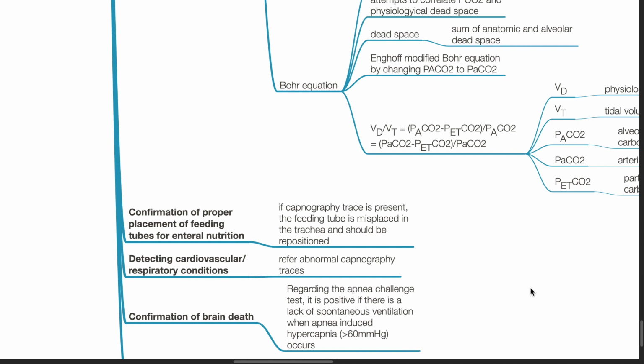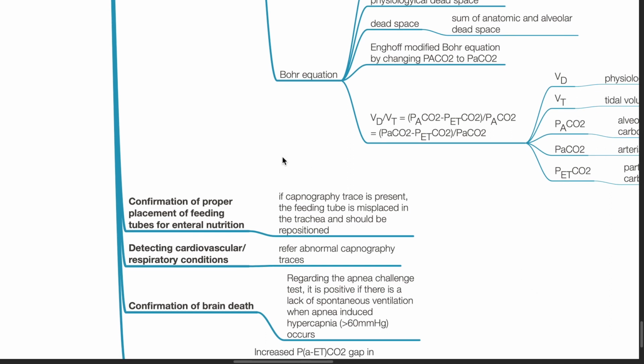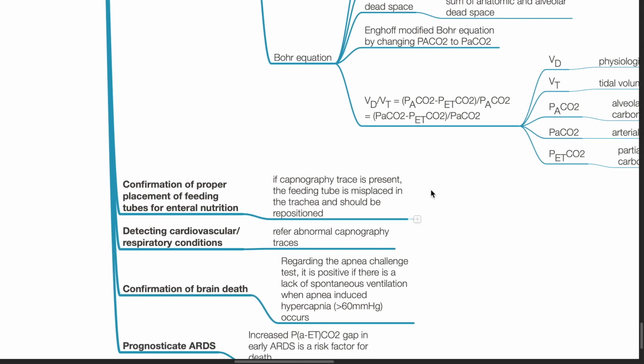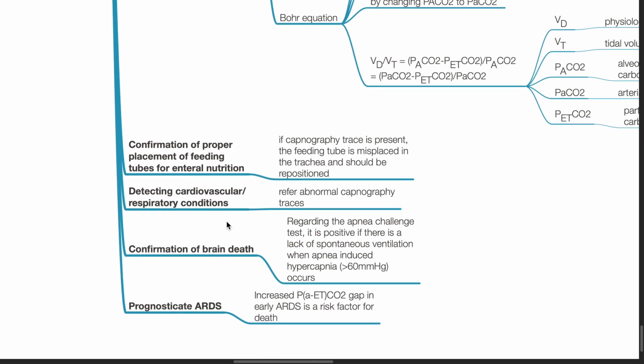The next indication is confirmation of proper placement of feeding tubes for enteral nutrition. If a capnography trace is present, then the feeding tube is misplaced in the trachea and should be repositioned. Detecting cardiovascular or respiratory conditions, we will discuss this further in the next section on capnography traces.